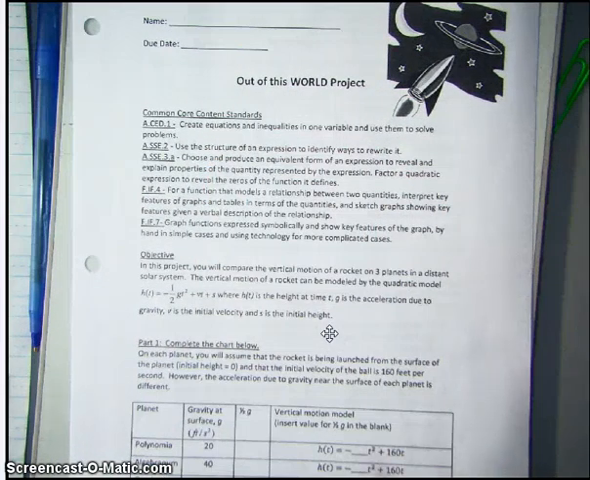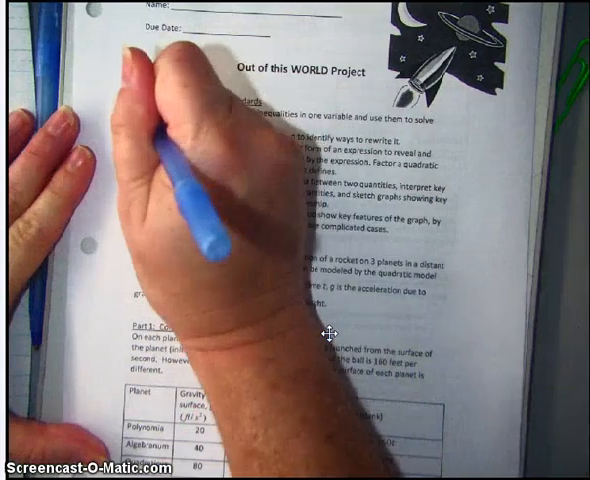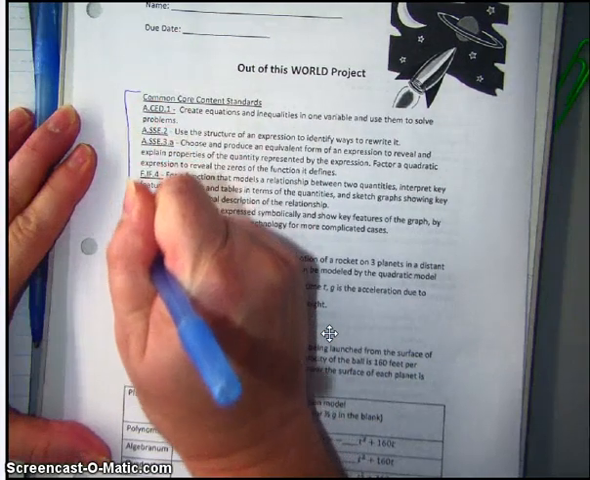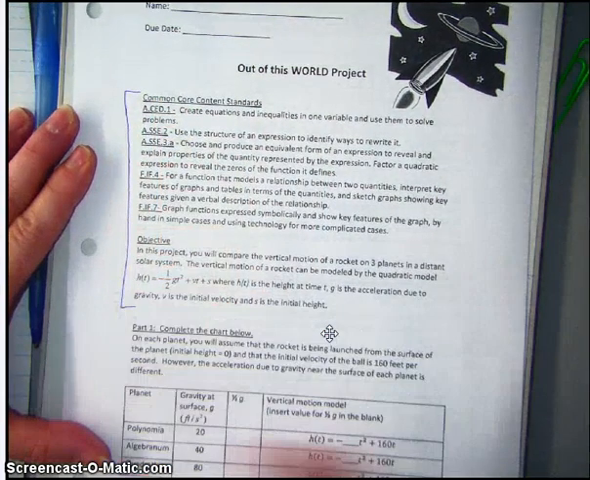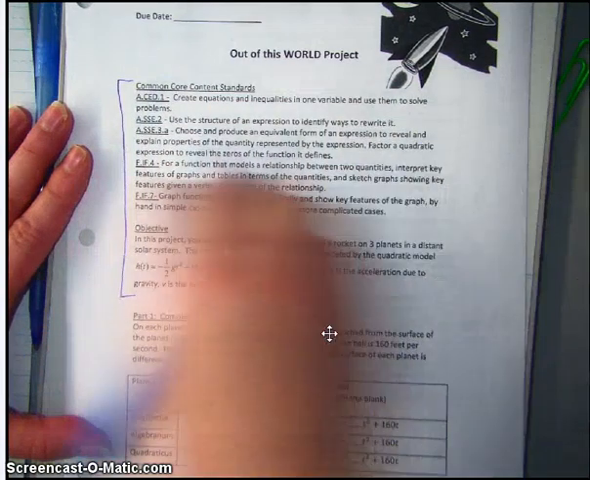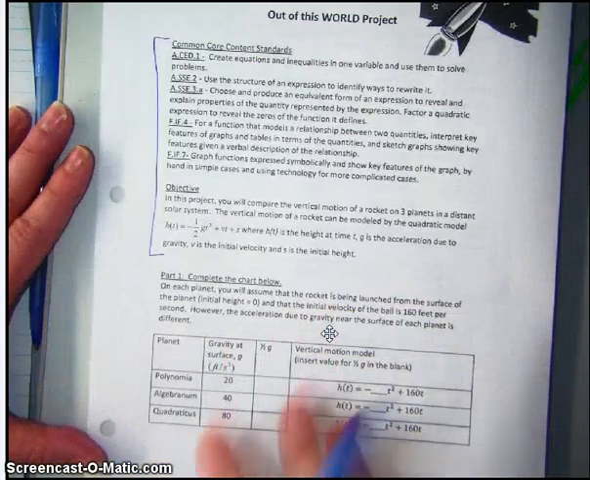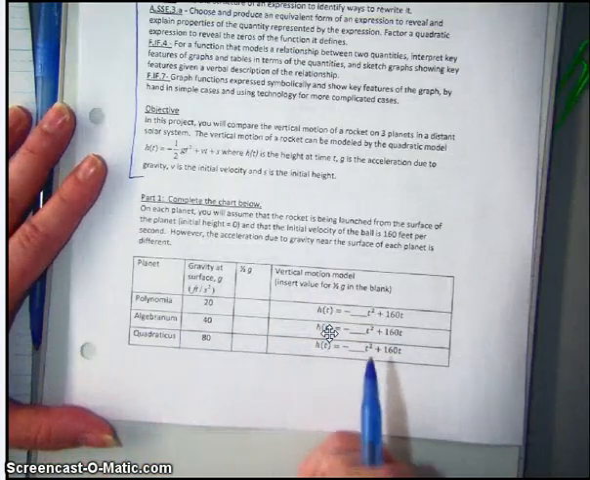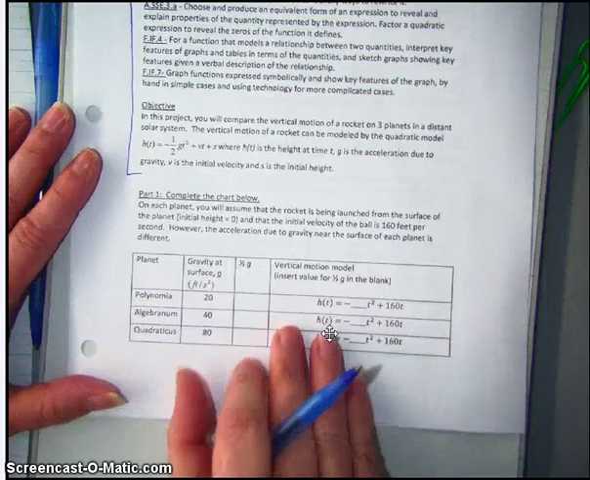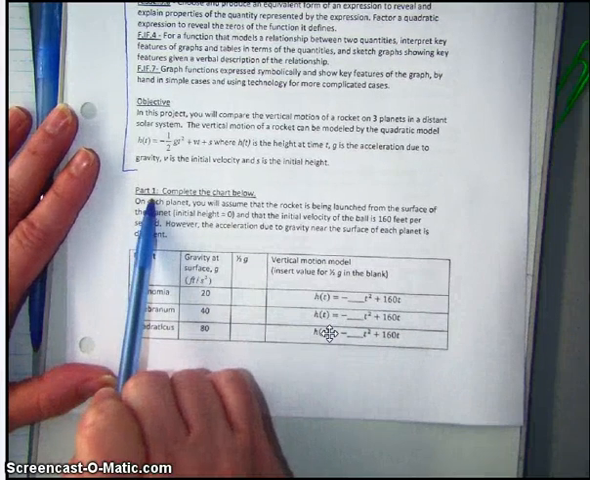All right, so don't worry about all this stuff. All that stuff there is the legal description of what I'm supposed to teach you. Nobody cares, okay? Starting down here, this is the part you care about.